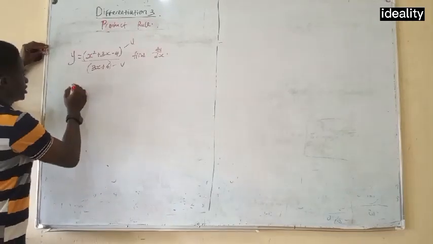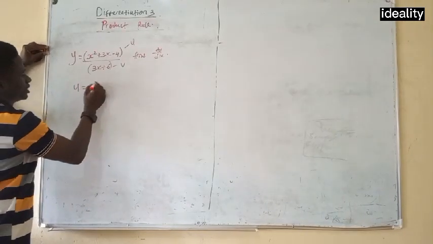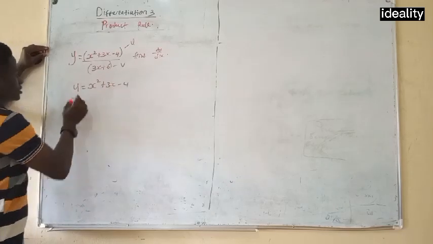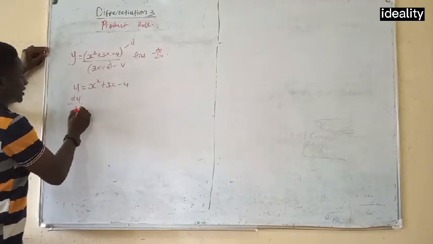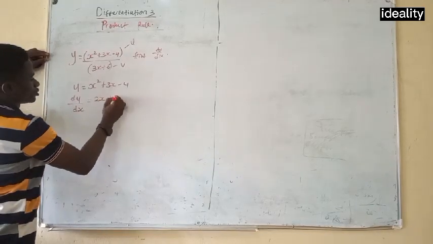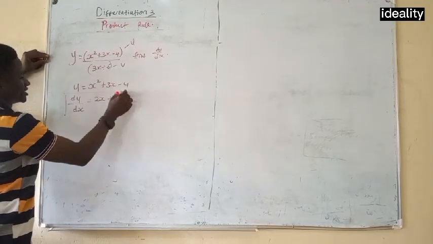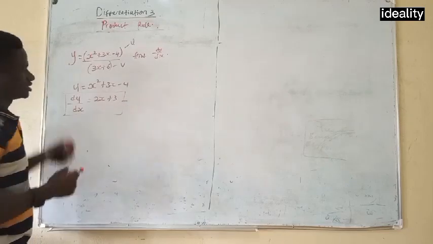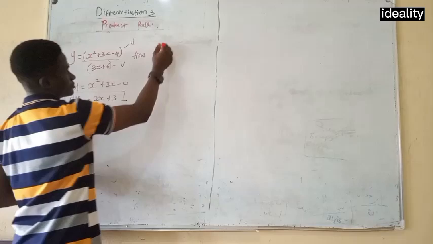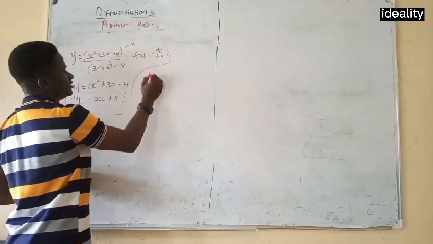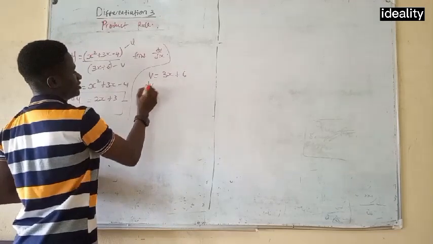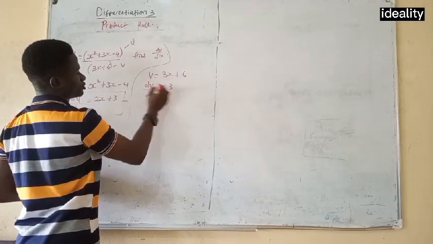So if my u is equal to x squared plus 3x minus 4, then du/dx equals, differentiating this, 2x plus 3. Then you leave that aside. Then you come to this. My v is equal to 3x plus 6, so dv/dx is equal to 3.